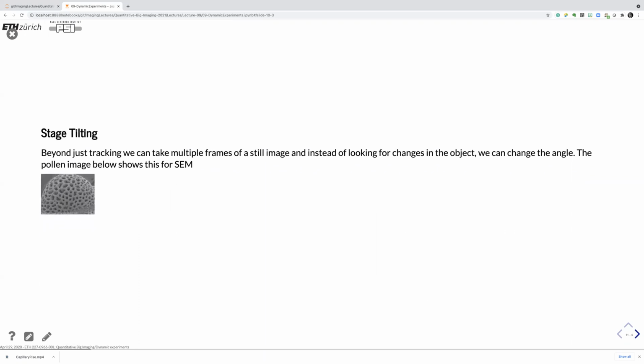Another thing is producing microscope images with stage tilting. It's also producing 3-dimensional images to give you some 3-dimensional depth. That can also be used in time series analysis, and then we can look into that.